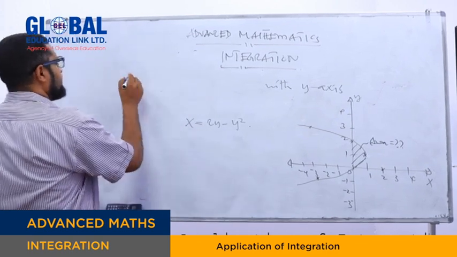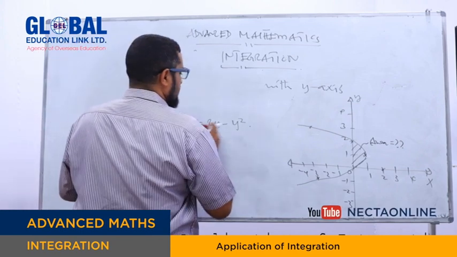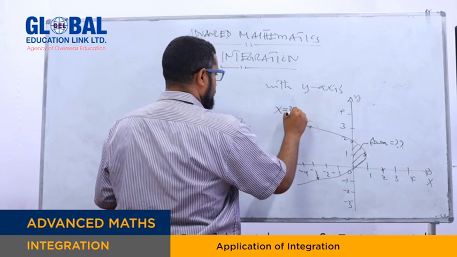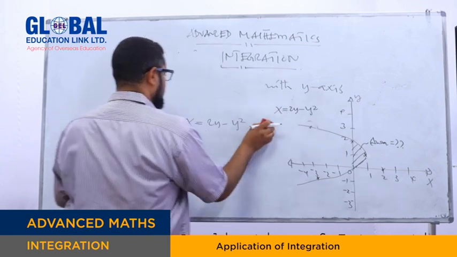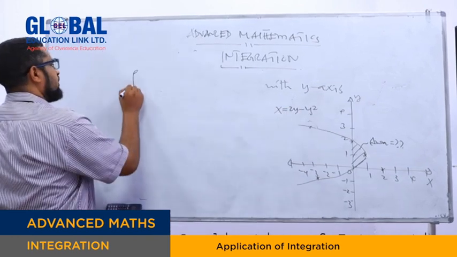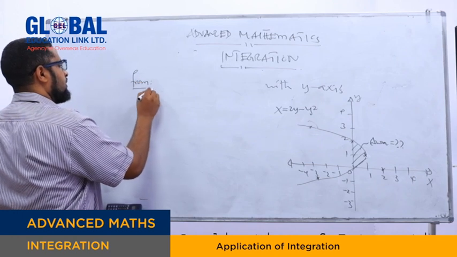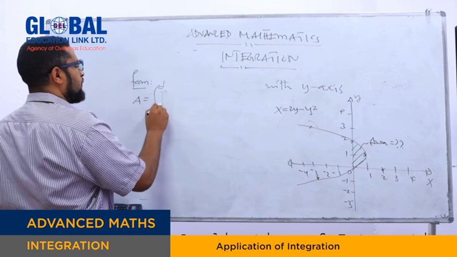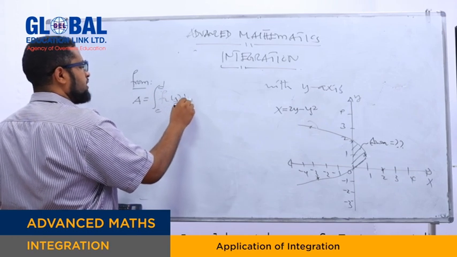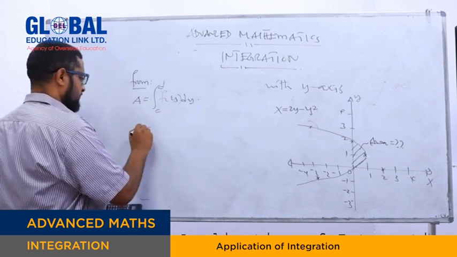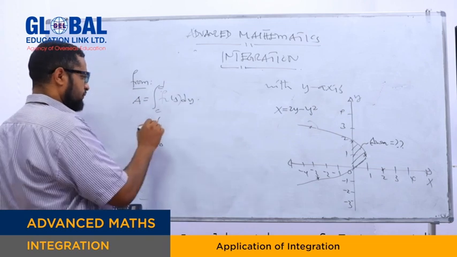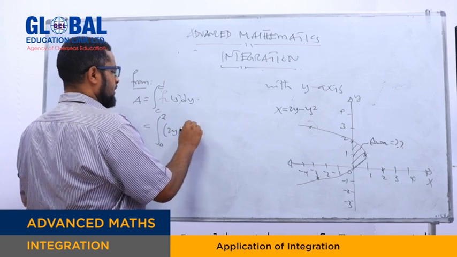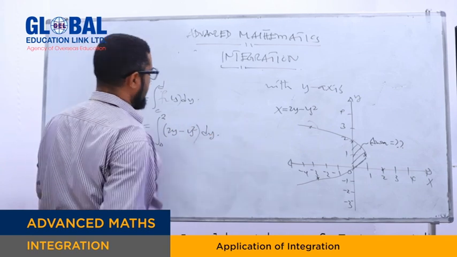So the formula is, our function is, so this is the graph of x equal to 2y minus y square. So we say area is equal to the integral from C to D of f of y dy, from 0 up to 2 of the function 2y minus y square dy.